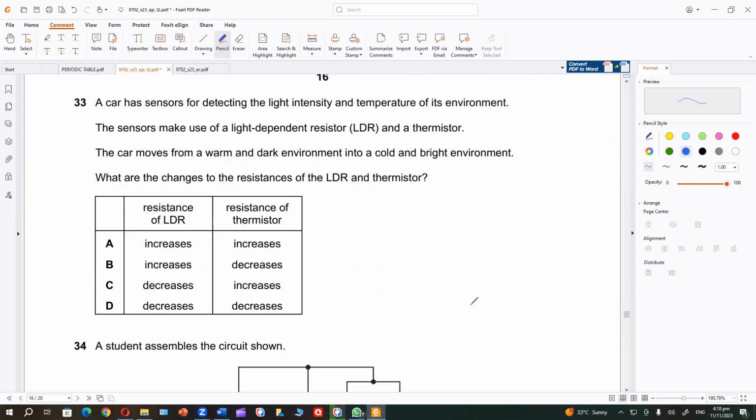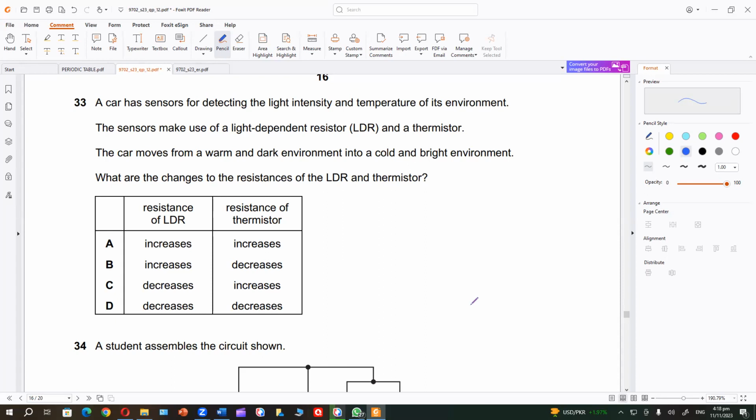A car has sensors for detecting the light intensity and temperature of its environment. The sensors make use of an LDR and a thermistor. The car moves from a warm and dark environment into a cold and bright environment. Now, how does the LDR respond? Resistance of the LDR increases in darkness and decreases in brightness.